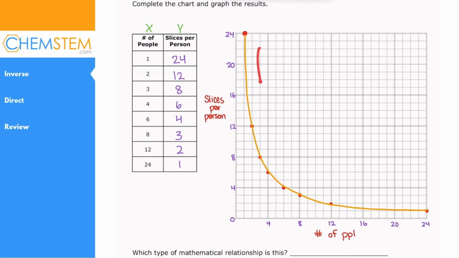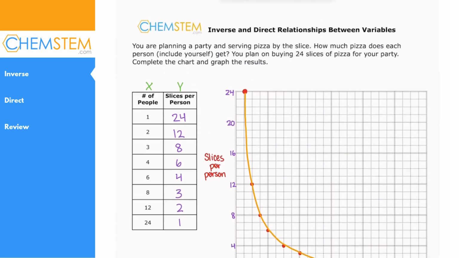Here we have our graph. Notice it goes swoop all the way down from a high number on one end and a low number on the other, down to a low number on one end and a high number on the other. So that effectively means that as the number of people goes up, the number of slices per person is going down. So there is something opposite going on here.